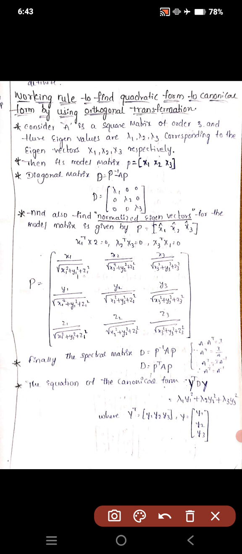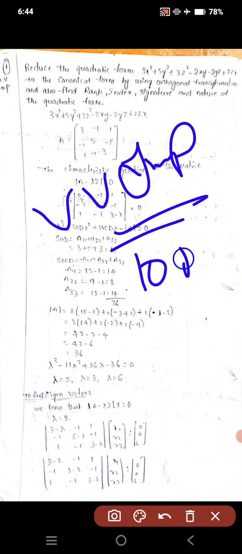Let's go to one problem, you can understand very easily. Very important problem, listen carefully. Reduce the quadratic form 3x square plus 5y square plus 3z square minus 2xy minus 2yz plus 2zx to the canonical form by using orthogonal transformation, and also find rank, index, signature and nature of the quadratic form. All of these are asked in one question only, that's why it is a very important problem. One shot 10 marks question ma this one.